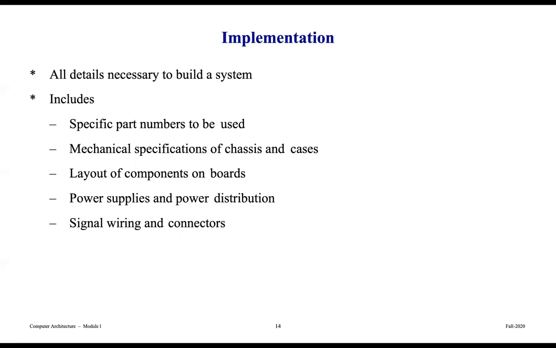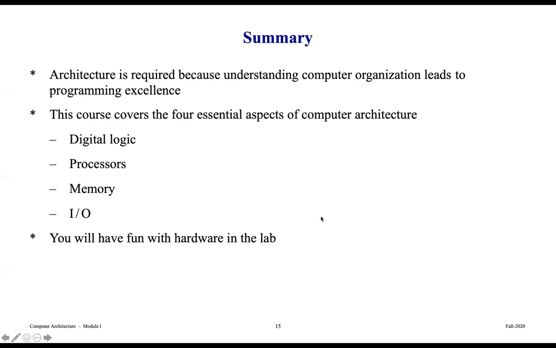Implementation, the third thing here, is all the details necessary to build a system. It includes specific part numbers, mechanical specifications of chassis, the layout of the components, power supplies and power distribution, signal wiring and connectors. We will do a little bit of implementation, but with a set of components that is predefined in an Arduino kit, just to give you a little bit of an idea of how that would be.